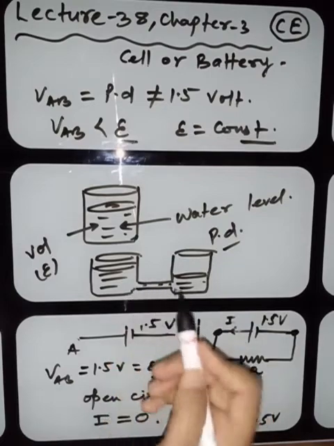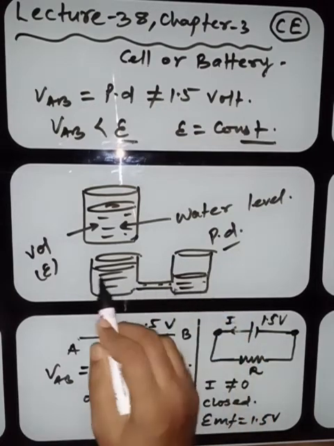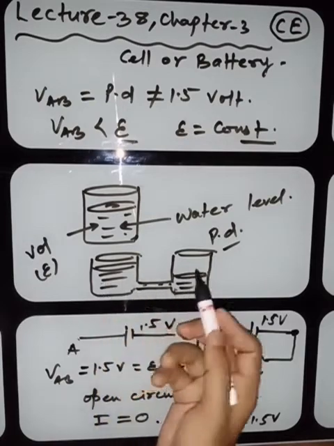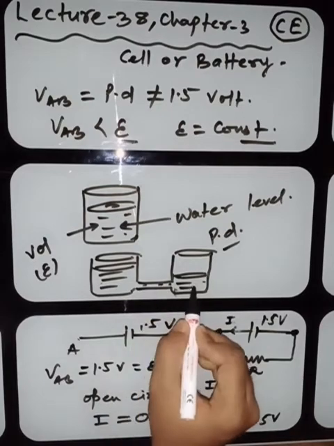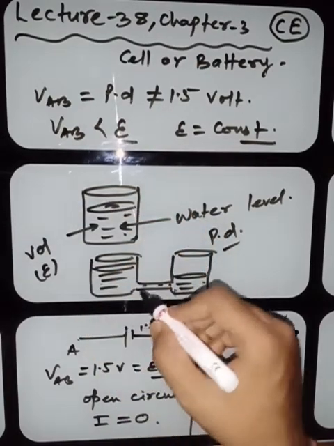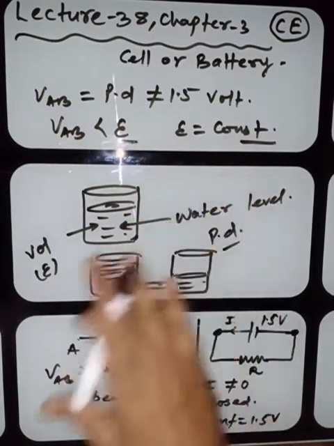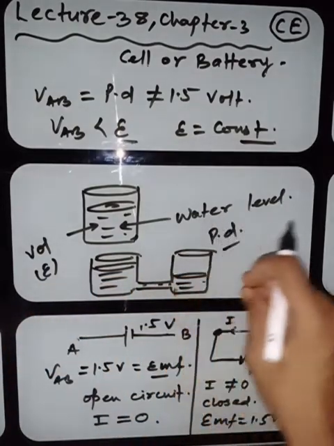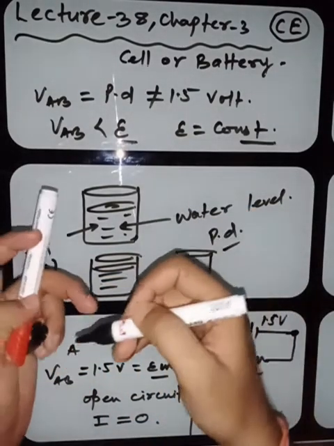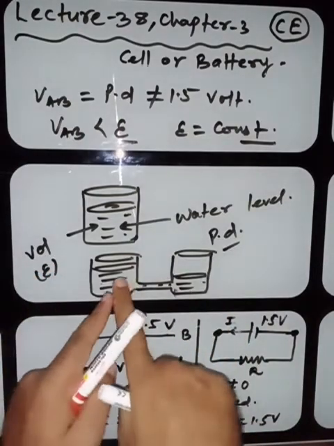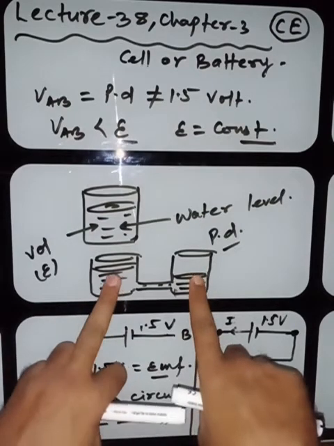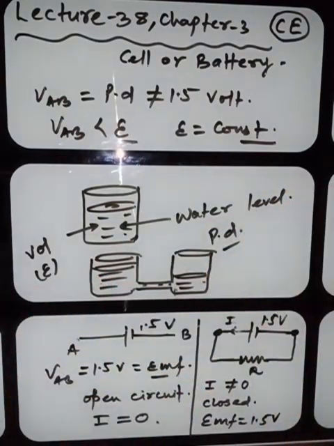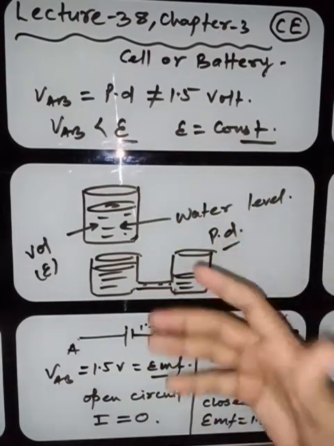Water will flow till the water level of both tanks is the same, and that is the potential difference, but the capacity is the EMF. Remember, my students, EMF does not change, but the potential difference continues to change. If the potential of this tank and the potential of this tank are the same, there will be no flow of charge, and we will not consider any electric current in that circuit.